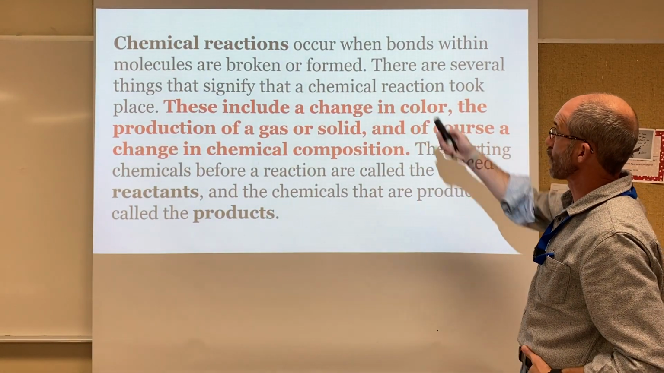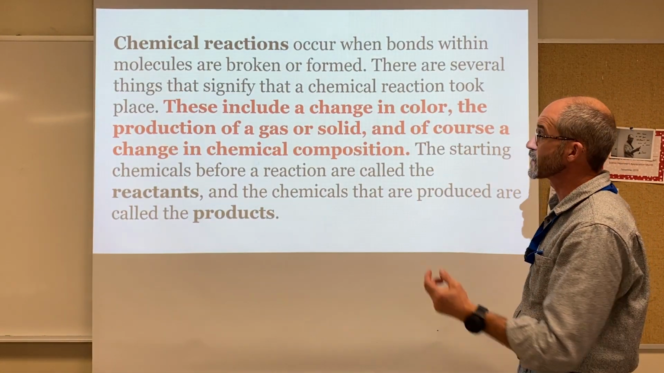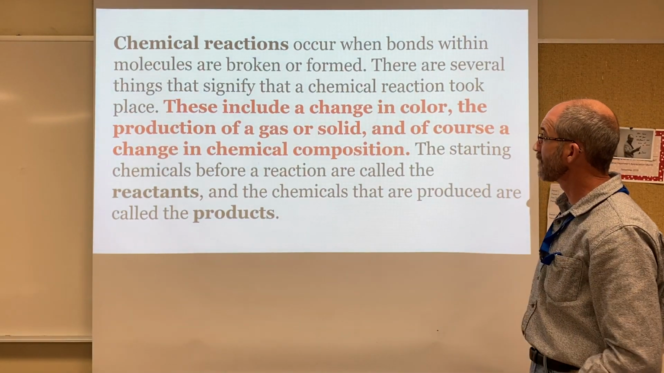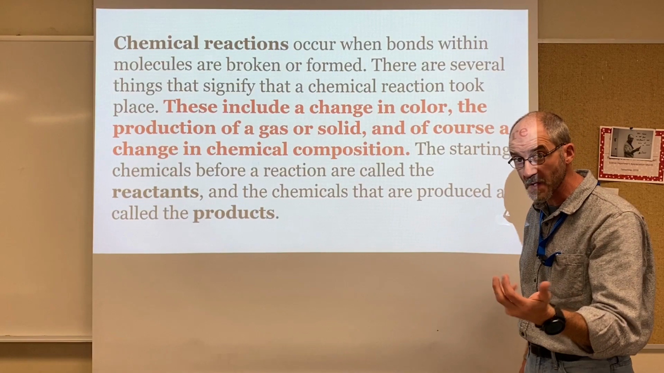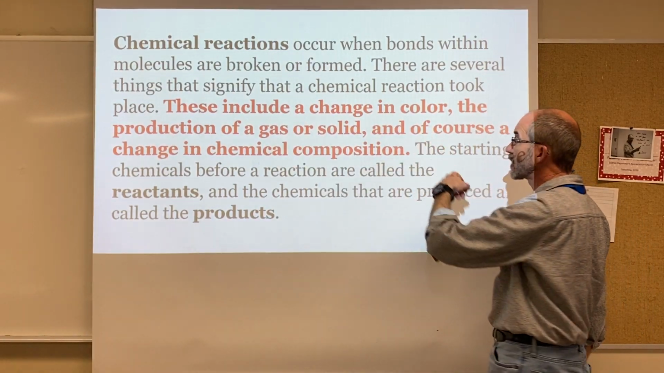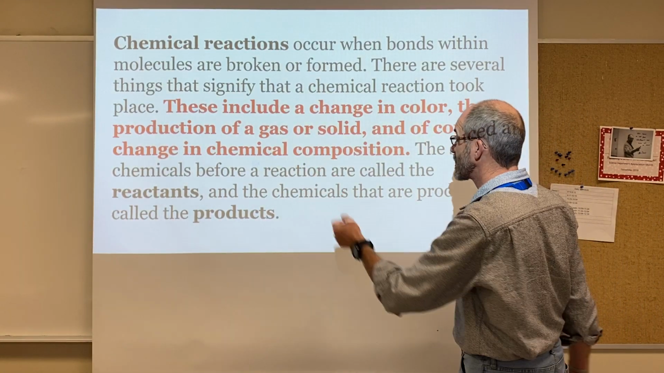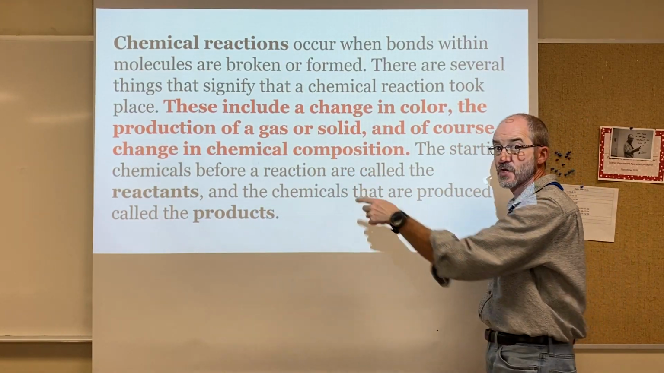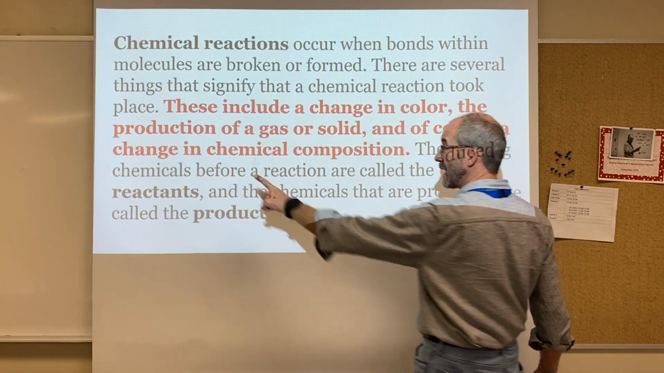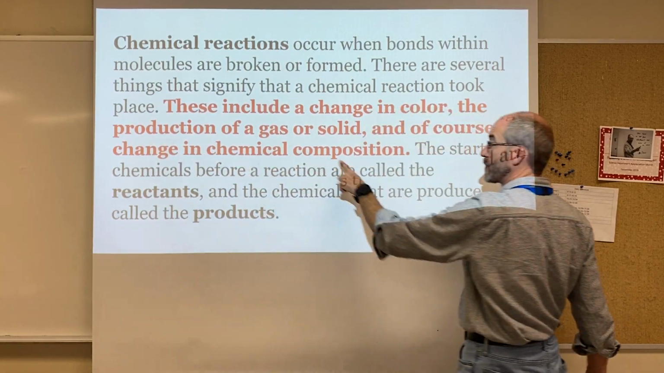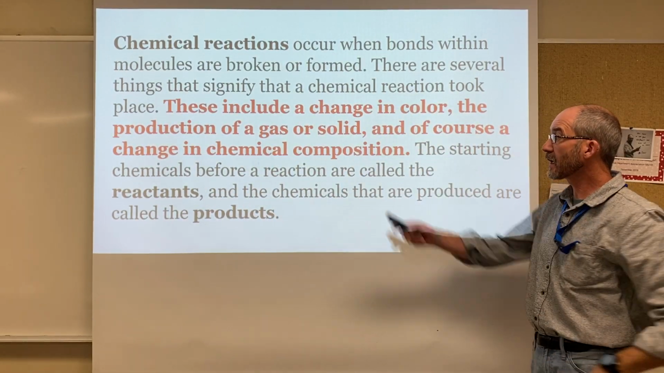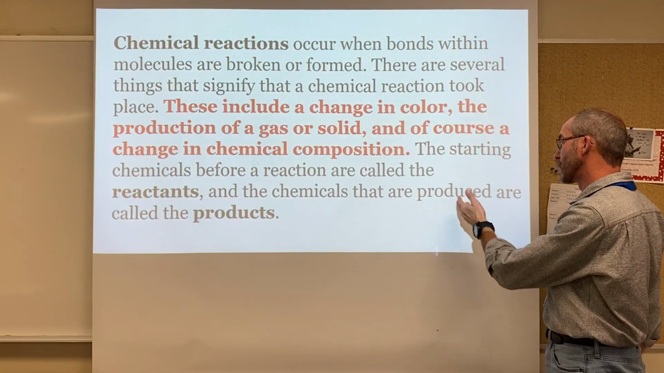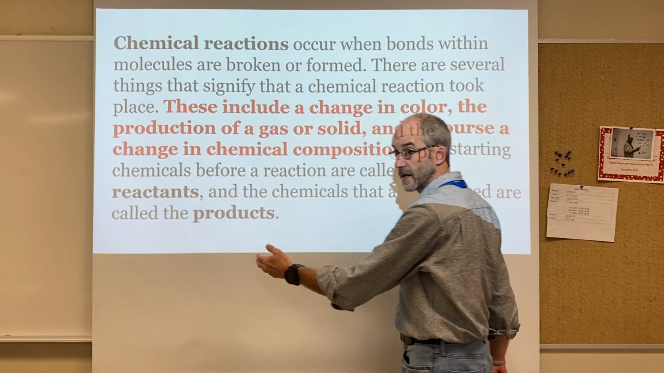Chemical reactions occur when bonds within molecules are broken or formed. There are several things that signify that a chemical reaction took place. These include a change in color, the production of a gas or solid, and of course, a change in chemical composition. And that's the big deal, a change in chemical composition. The starting chemicals before a reaction are called the reactants, and the chemicals that are produced are called the products.